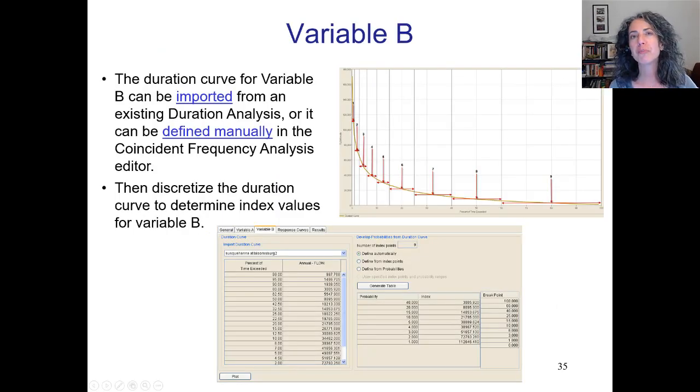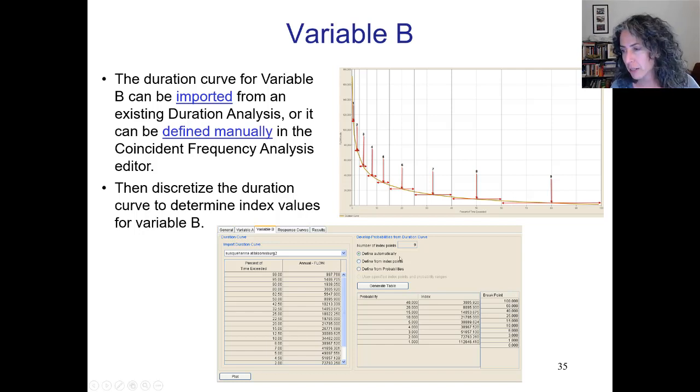SSP is going to assume that this is case 3 and that this is a duration curve. So variable B is a duration curve, and we can either import from a duration analysis that we did in SSP, or we can define our duration curve manually. Once we've got a duration curve, there are different ways that we can divide up the probability range, right? We can define from index values, where we supply the index values, and SSP will go in and divide up probability ranges around the index values. Or we can specify probability ranges, and SSP will go into each probability range and pull out an index value for us that summarizes that range.